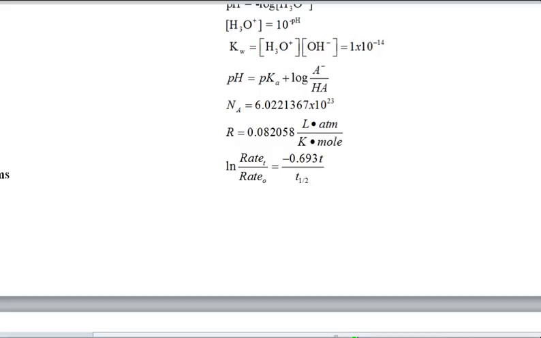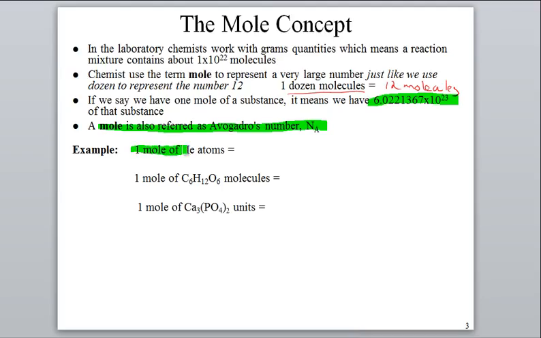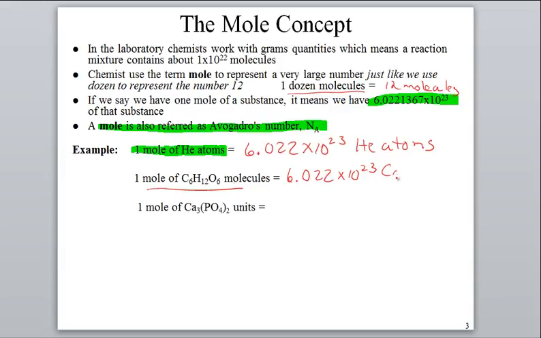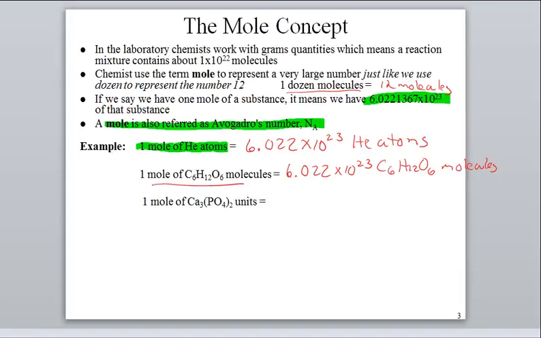So if I was going to say I had a mole of whatever, but in this case helium atoms, it means that I have 6.022 times 10 to the 23rd helium atoms. If I had a mole of glucose molecules, I have the same number. C6H12O6 molecules. If I had a mole of this ionic compound, this calcium phosphate compound, it doesn't matter what we're talking about, it's the same number.